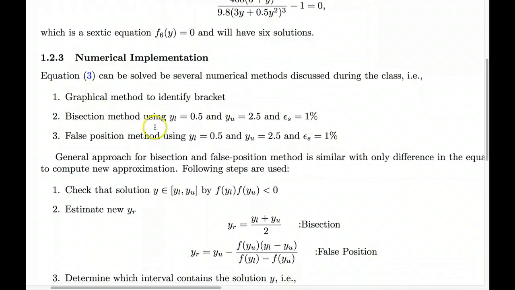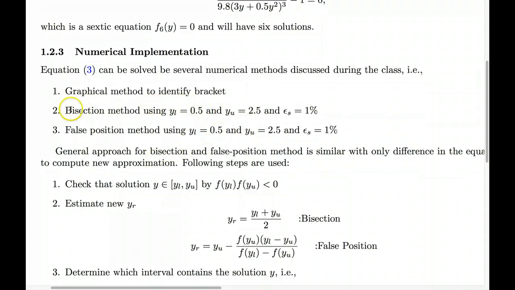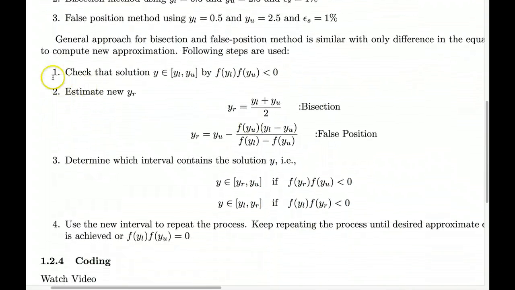We can use the bisection method, or we can use the false position method, which is a little bit faster than the bisection method. And these values are already written in the manual that we will be using. A general procedure for both of these methods is given. So in this tutorial, we'll look at the bisection method, and in the next tutorial, we'll make that simple change to try the false position method as well.